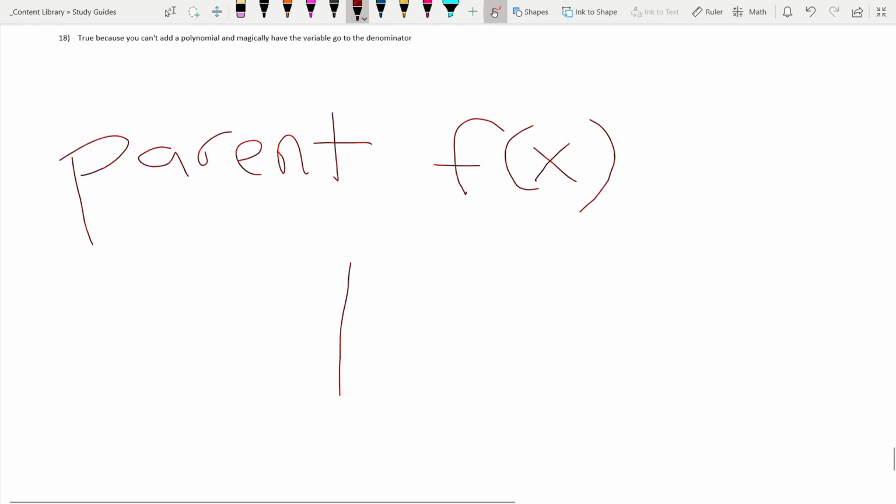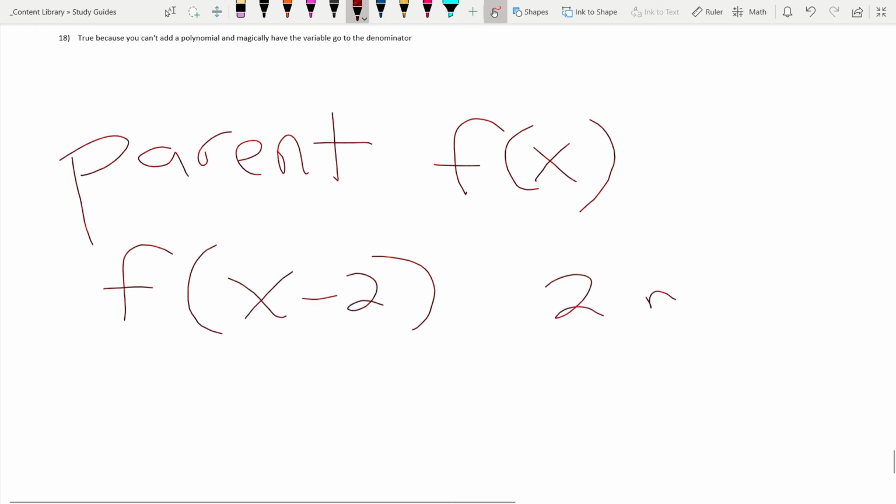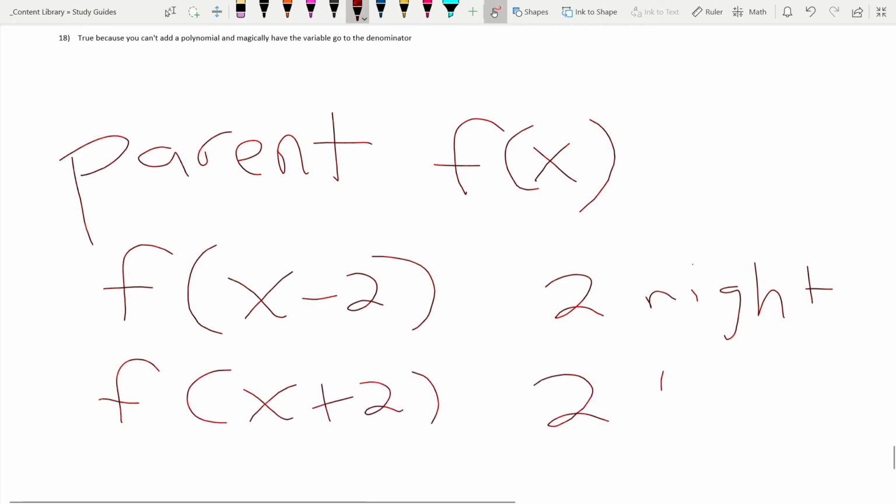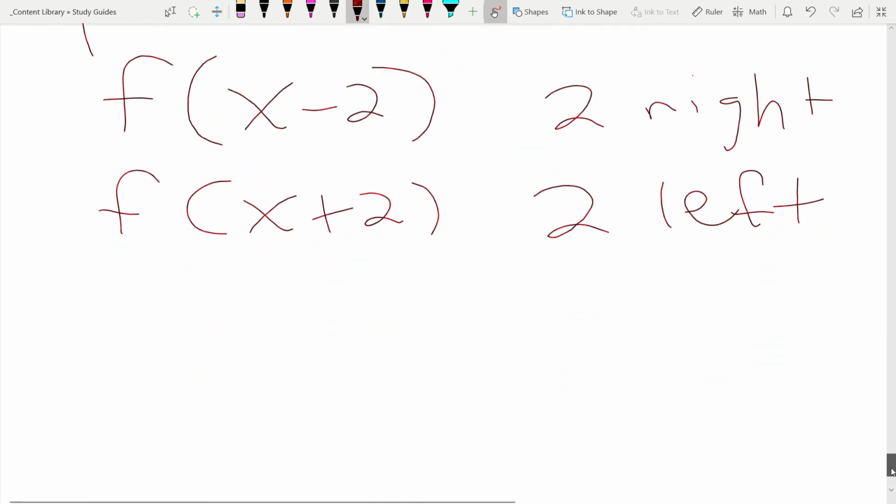If we decide to take f and then on the inside put in x minus 2, that is going to move us 2 to the right. Whatever the original picture looked like, it will move it 2 to the right. All the points move 2 to the right. If I do f of x plus 2, it's going to move me 2 to the left. So it's counterproductive to what you think it's going to do. It actually does the opposite direction.